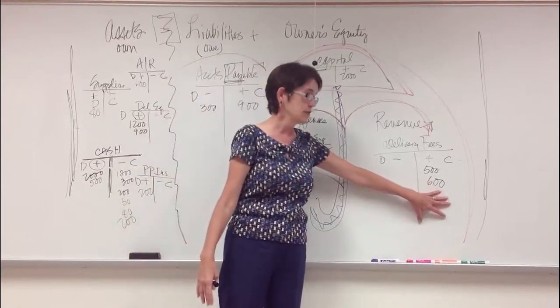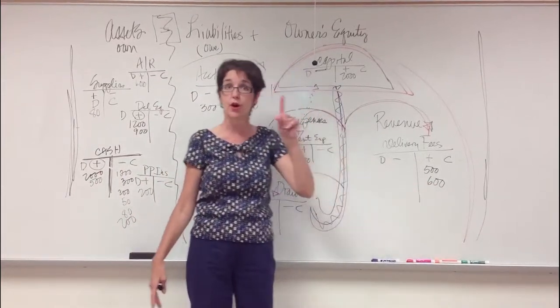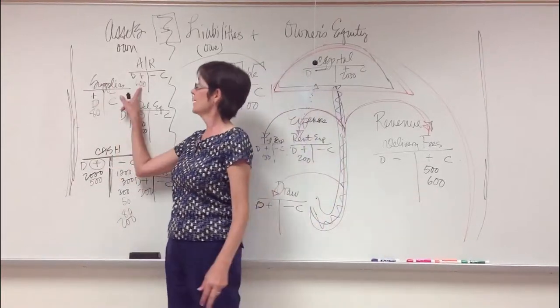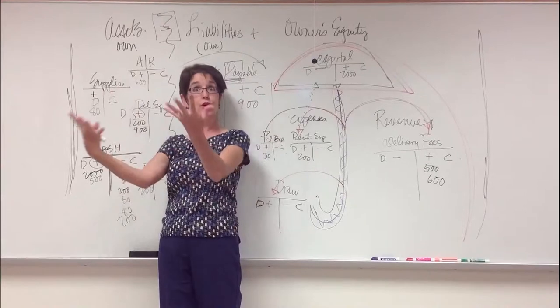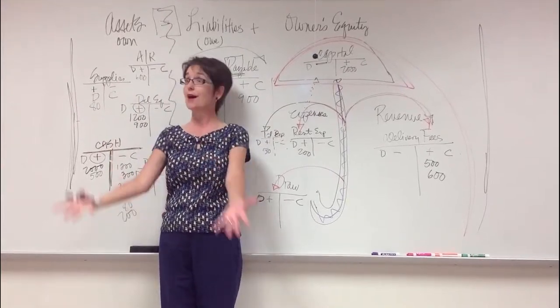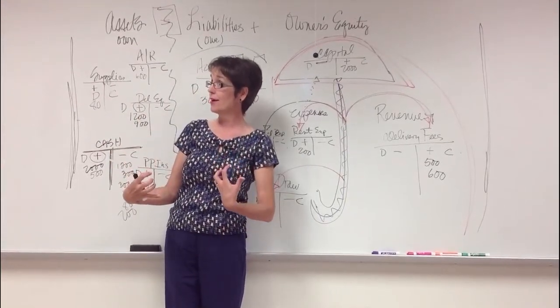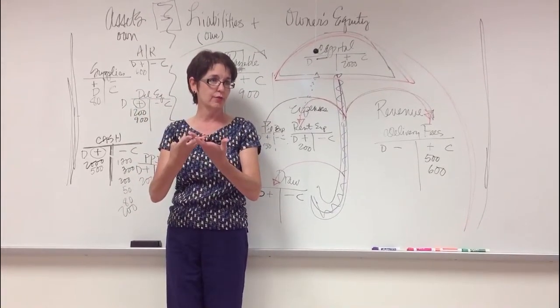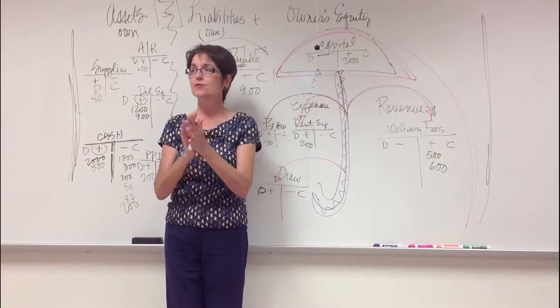So this $600 went in here, but if you'll recall, they didn't pay for that $600, did they? Instead, it went over here under accounts receivable because we're going to be receiving it later. Well, guess what? We received some of it. We didn't receive all of it. We only received $570 worth. So how do I put that?